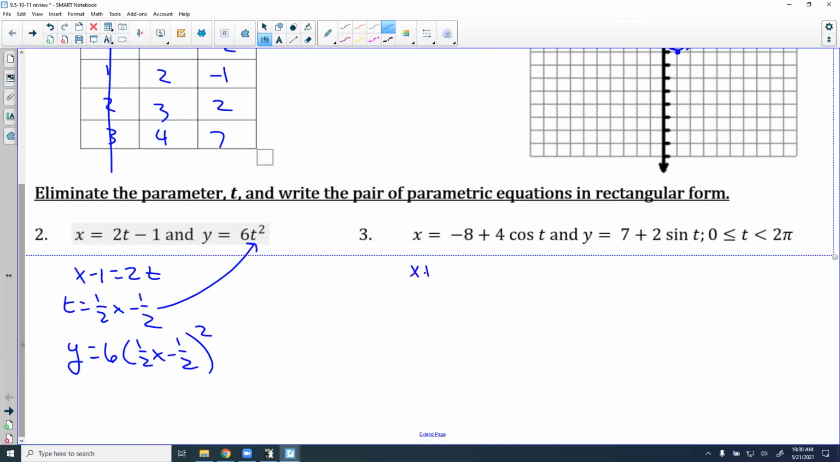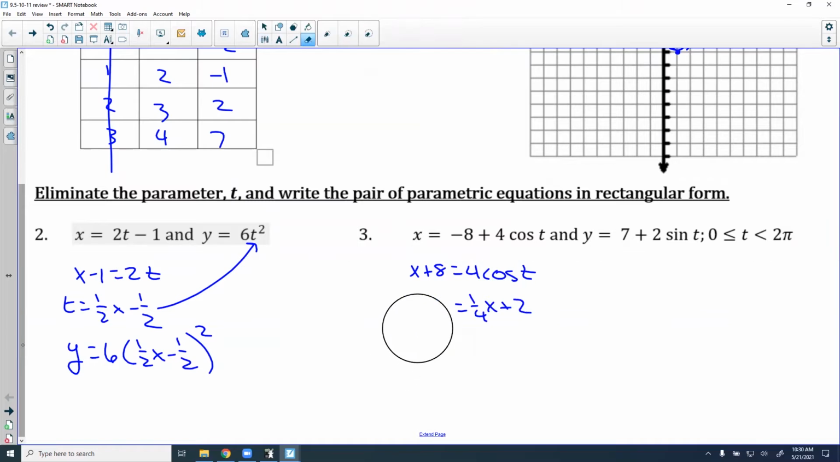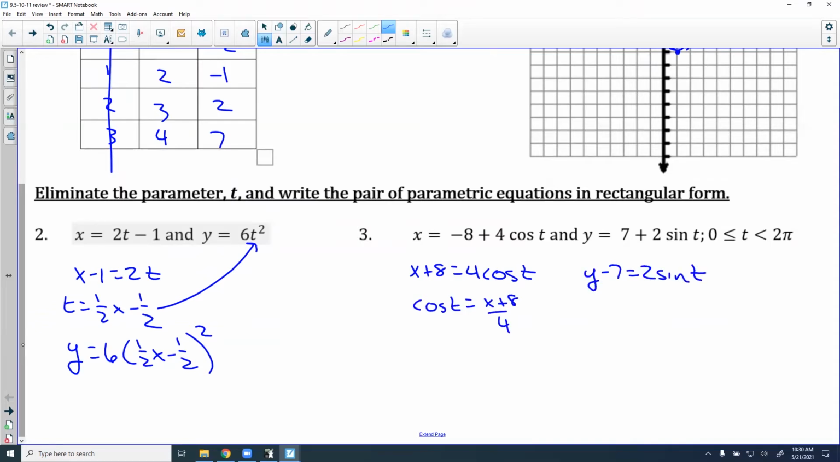Over here, let's add 8 and divide by 4. Oh yeah, let's not do the fraction. Let's just go cosine of t equals x plus 8 over 4. And then y minus 7 is equal to 2 sine of t and divide by 2. Sine of t is equal to y minus 7 over 2. Now, sine squared plus cosine squared is 1. So x plus 8 squared over 16 plus y minus 7 squared over 4 is equal to 1.